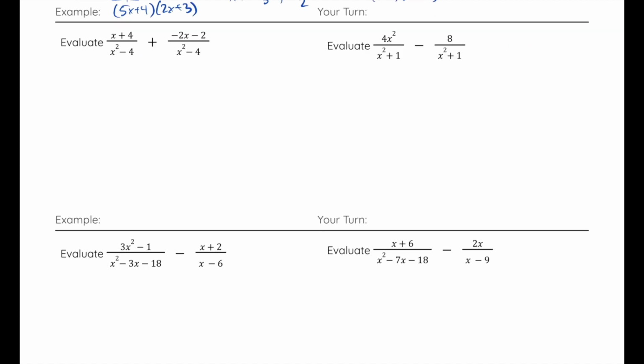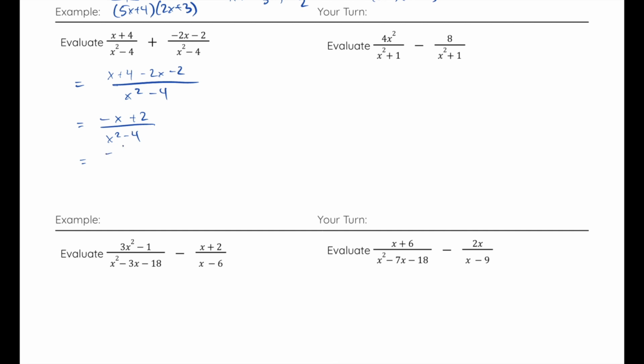Okay, we see we already have a common denominator, so what we need to do is combine the numerators together. And so we're going to have x plus 4 minus 2x minus 2 all over x squared minus 4. And we end up with negative x plus 2 all over x squared minus 4. One thing we could do, to simplify this a bit further, is we could factor the denominator and the numerator.